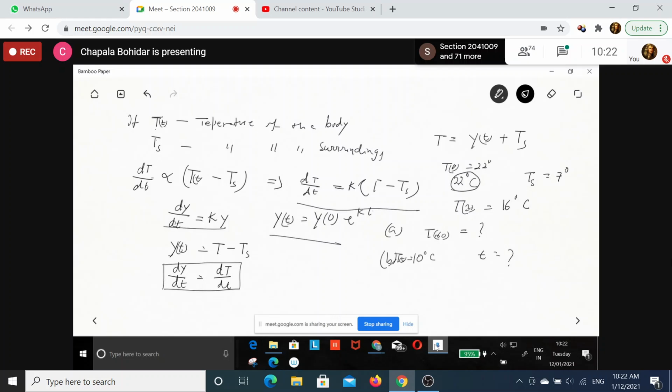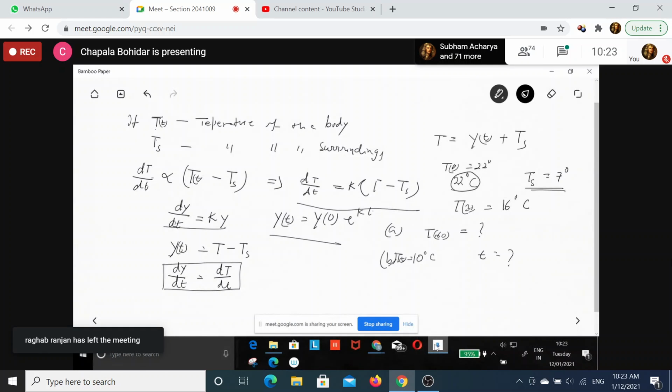Clear to all of you now? Yes, ma'am. All of you have written. So what is the data given here? The temperature of the surrounding, the temperature of the refrigerator, is 7 degrees centigrade. This part is given.